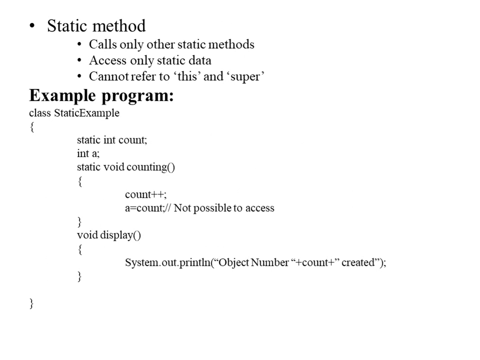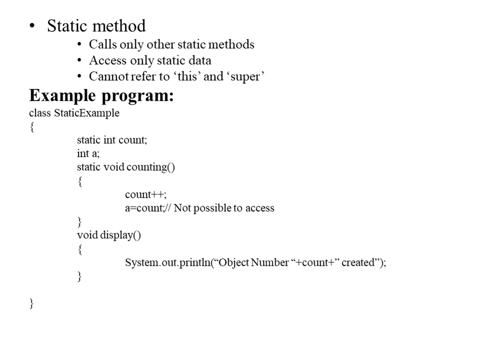Now, once you declare a method to be static, you have to follow certain rules. What are they? It calls only other static methods. A static method can call another static method; it cannot call a normal method, right? And it can access only static data. It cannot access the instance variable. It can access only the static variables, that is, the class variables.